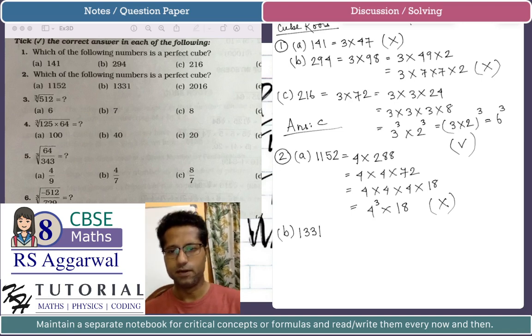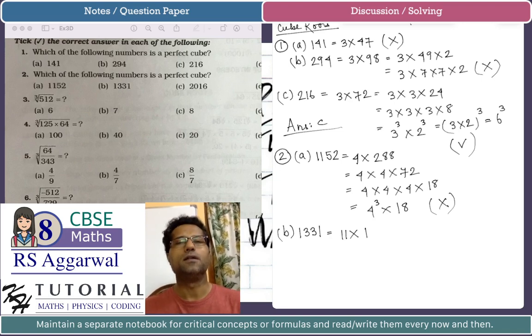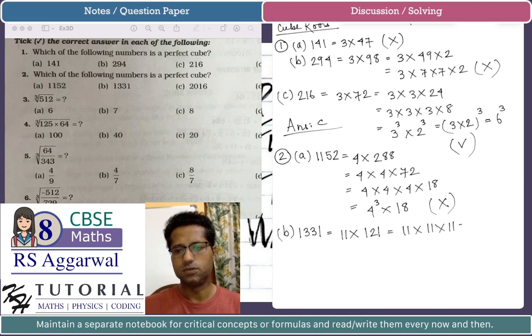So 1331, I guess it is a cube of 11. Let me see. I hope it will divide by 11. If I divide 1331 by 11, I get 121. Yes. So 121 is 11 into 11. So this is 11 cube. So this is a perfect cube. That is, 1331 is a cube of 11. So the correct choice definitely will be answer B.